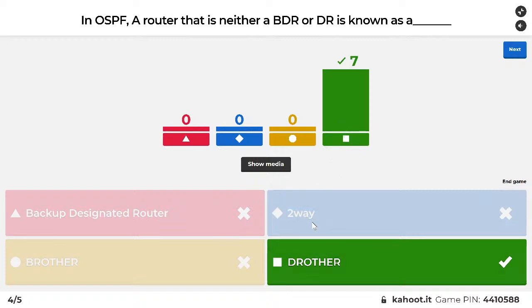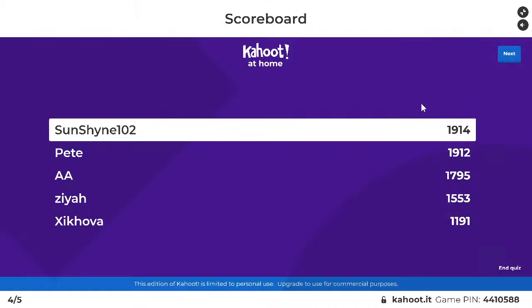Remember, there are the OSPF neighbor states. Two-way is the neighbor state that occurs between DROthers, right? And a brother is not an OSPF router type. It's actually DROther, or sometimes they call it DR other, however you want to pronounce it. Last question, y'all. I think y'all all got that one correct. Sunshine's still in the lead. One more question, and we're going to call this one a night.